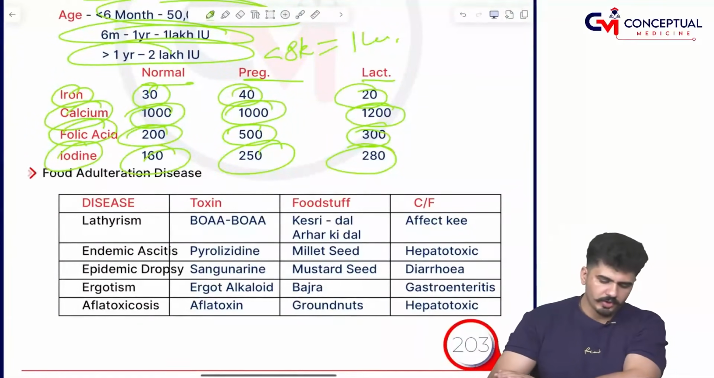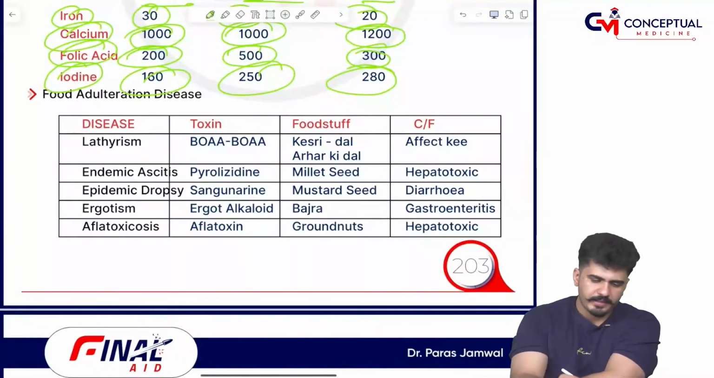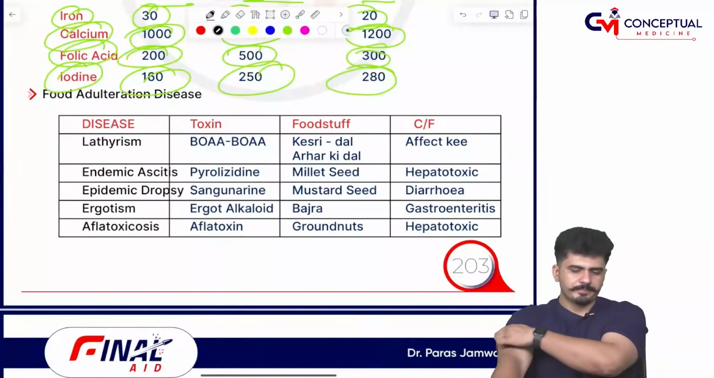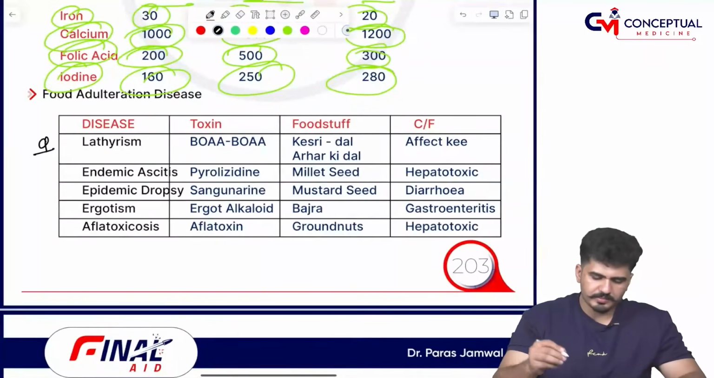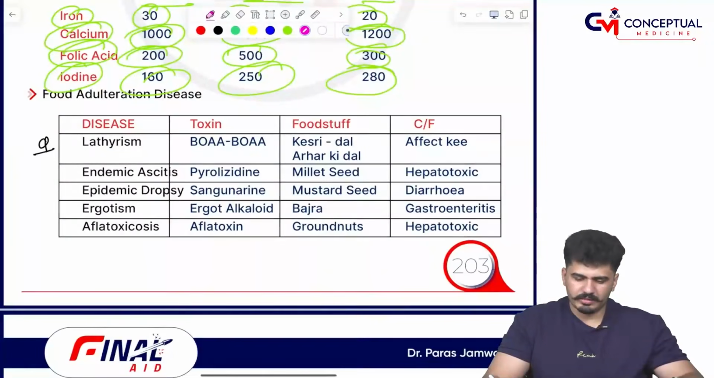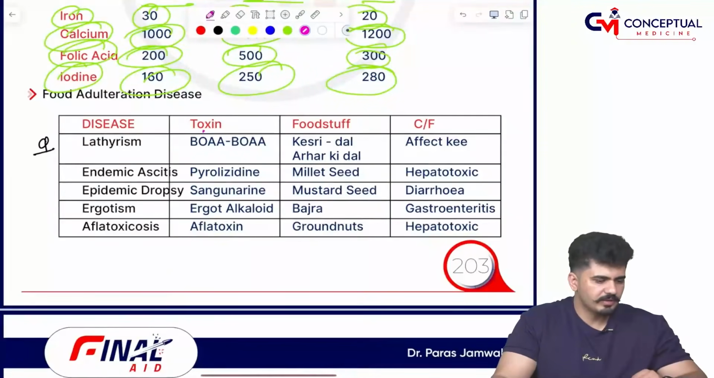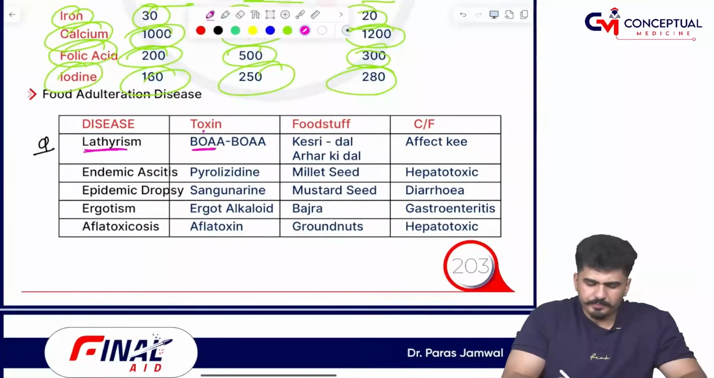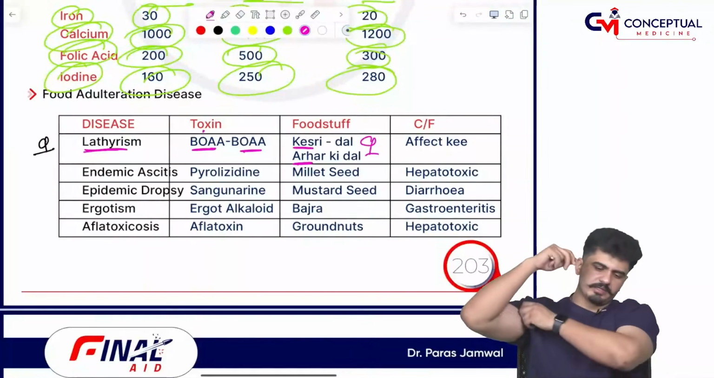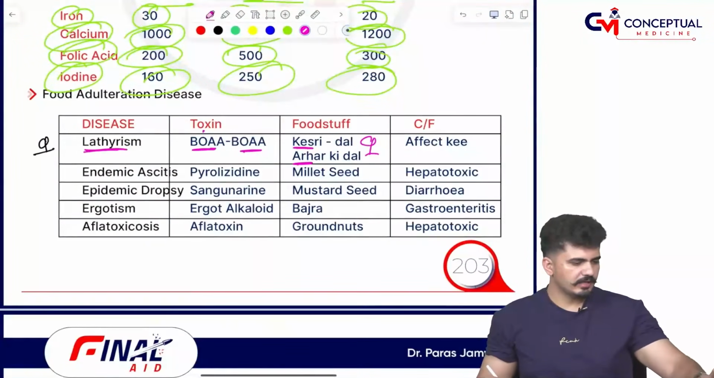Now coming to the diseases, toxins and foodstuffs, which are important. Let's move through them one by one. You have to remember three things: the name of the disease, the toxin and the foodstuff. For lathyrism, the toxin is BOAA and the foodstuff is kesari dal, arhar dal.